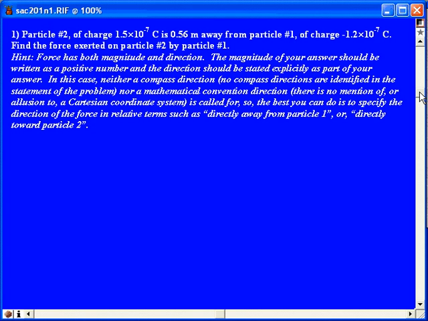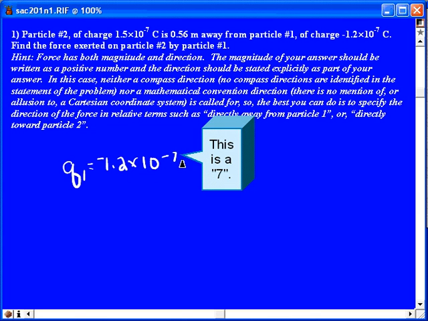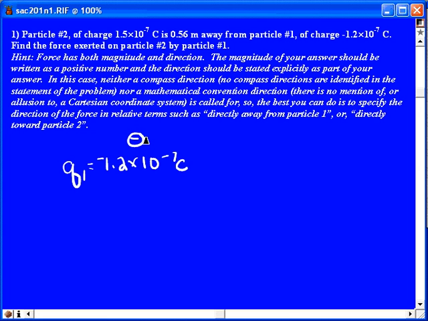Since we have a force being exerted on one particle by another, we can identify this as a standard Coulomb's law problem. We'll start by writing down our charges. Charge number 1, we use the symbol Q for charge. So Q1 is equal to negative 1.2 times 10 to the negative 7 coulombs. And we use the negative symbol for our charge.